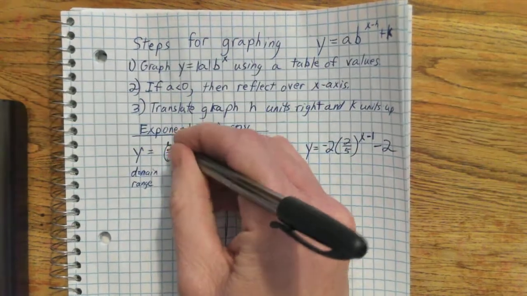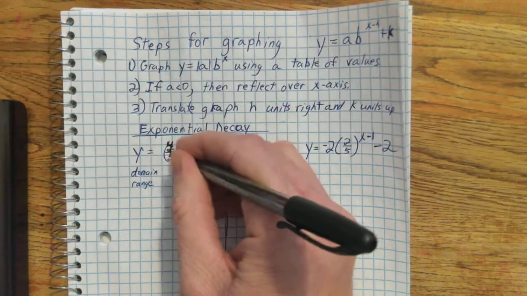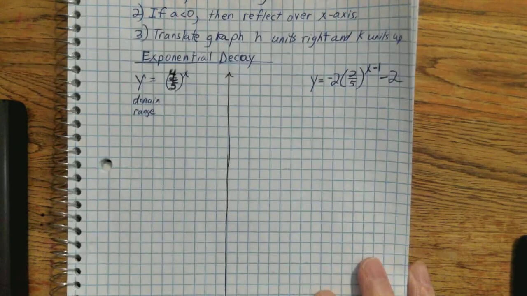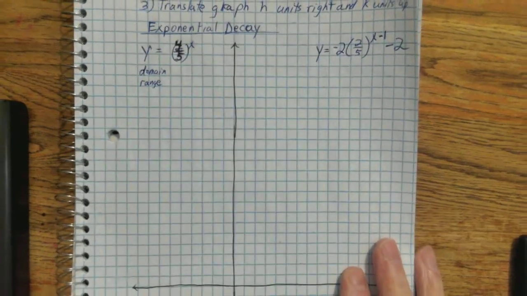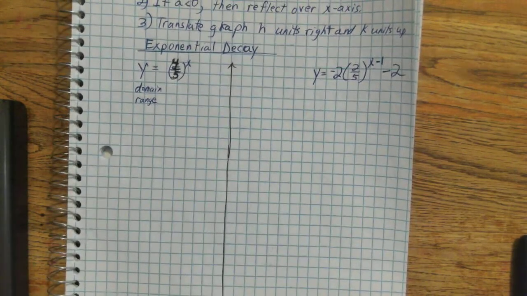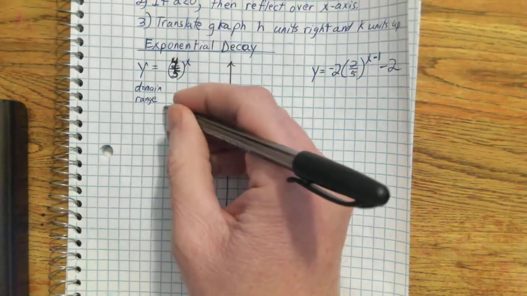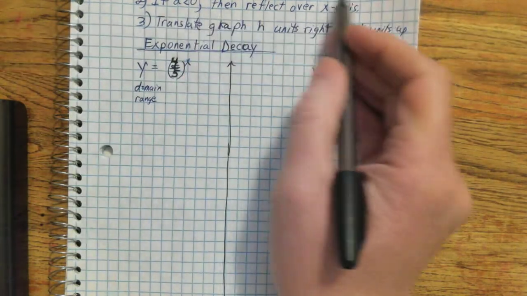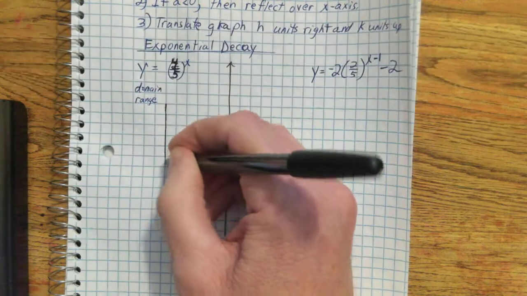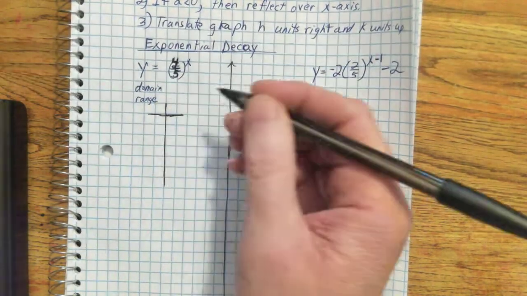I'm going to change this problem around just a little bit. I'm going to change this to y equals 4/5 to the power of x. That would make things fit a little better. And the domain and range, we'll talk about those after we look at the graph. But first thing we're going to do is graph the parent function, and this is exponential decay, so we need to talk a little bit about what happens there.